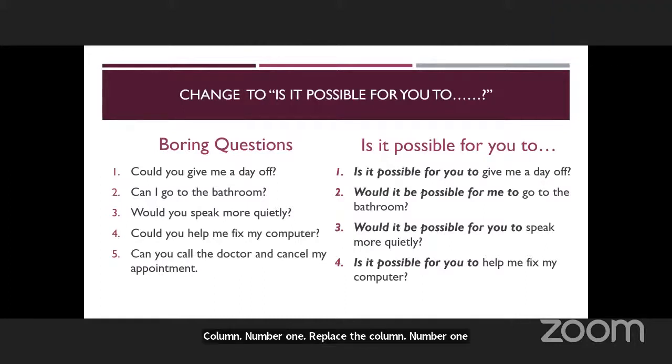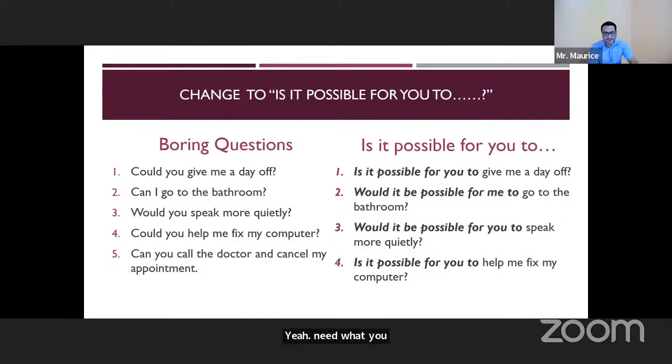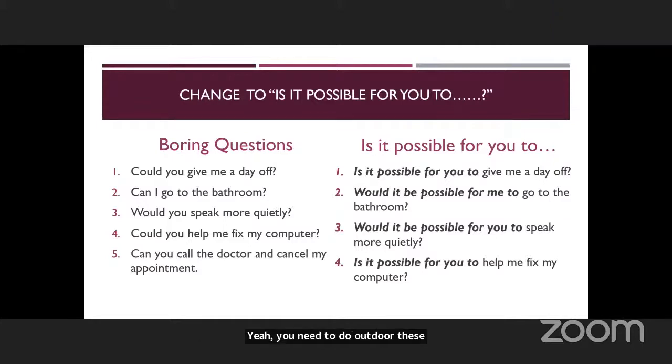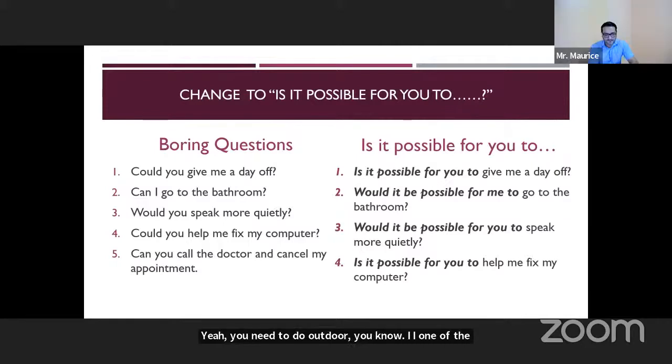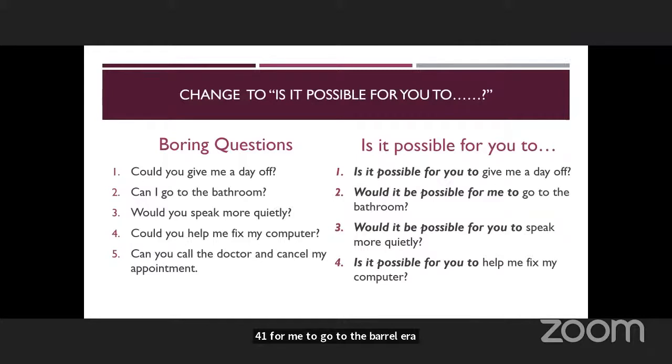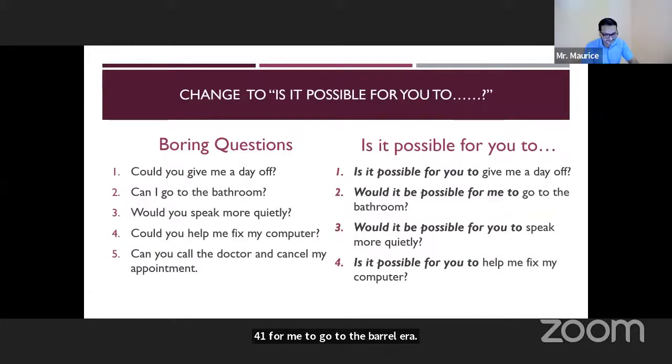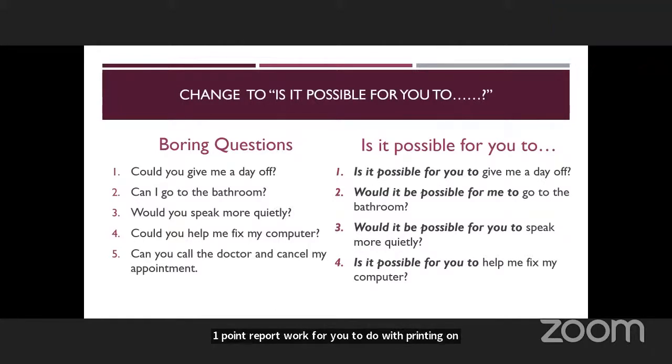Is it possible for you to give me a dial? Would it be possible for me to go to the bedroom? Would it be possible for you to speak on? Is it possible for you to help me fix my computer?